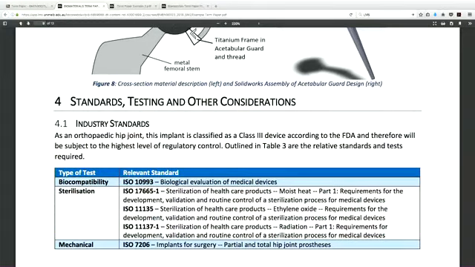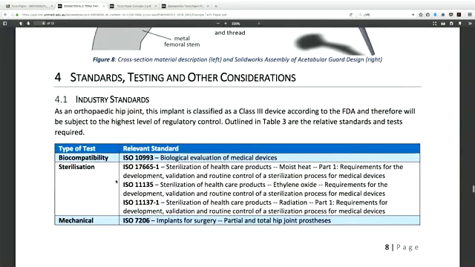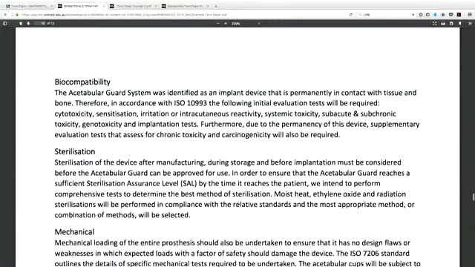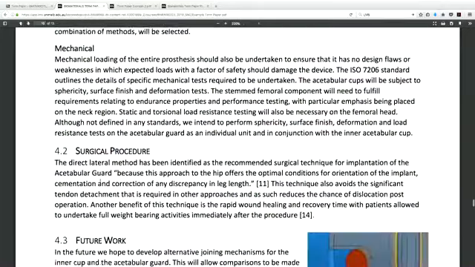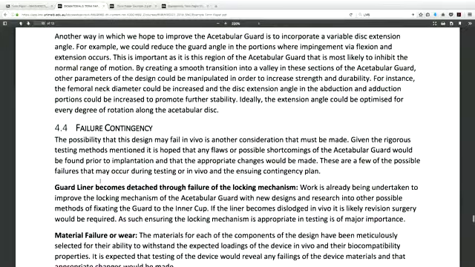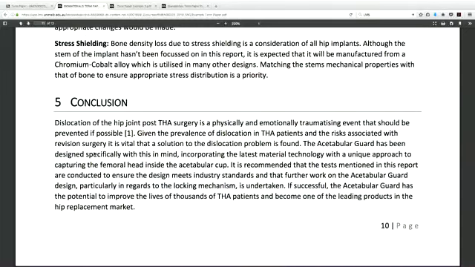You will learn about ISO 10993. Then you say, oh, this is how you sterilize it. This is how you do biocompatibility, sterilization, mechanical test, and then the surgical, and then the future work. Even failure contingency and stuff like that. Some risk assessment is being put there as well.